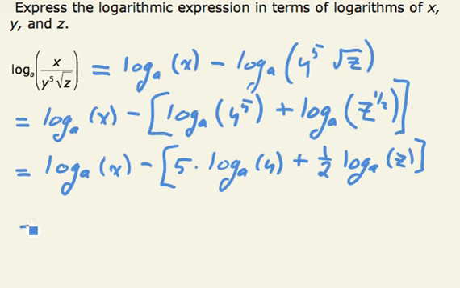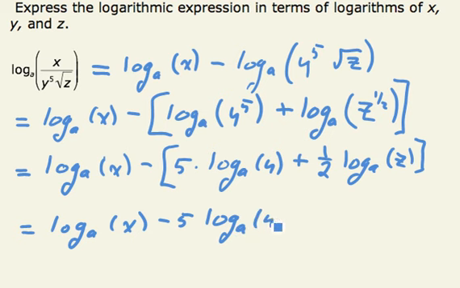Last step is just to distribute the negative sign. So we finally get log base a of x minus 5 times log base a of y minus 1/2 log base a of z.